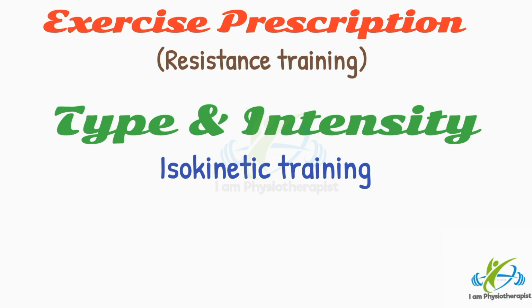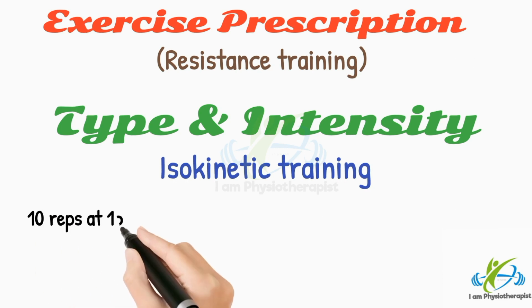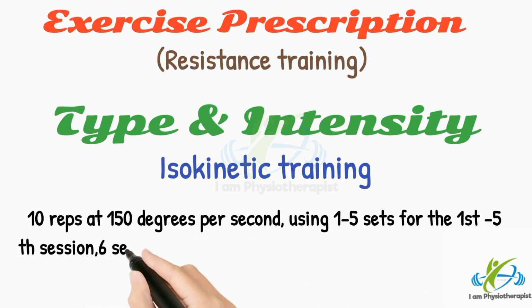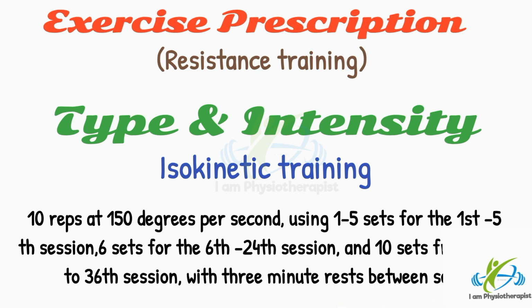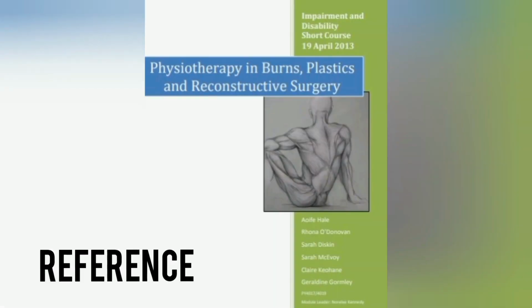Isokinetic training. 10 reps at 150 degrees per second, using 1 to 5 sets for the 1st to 5th session, 6 sets for the 6th to 24th session, and 10 sets from 25th to 36th session, with 3-minute rests between sets. I hope this will be beneficial for you.